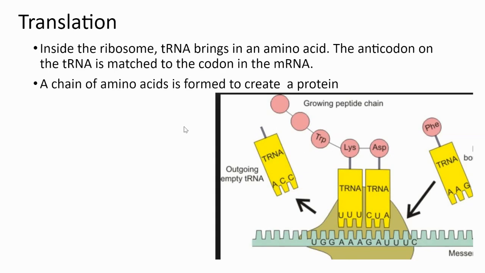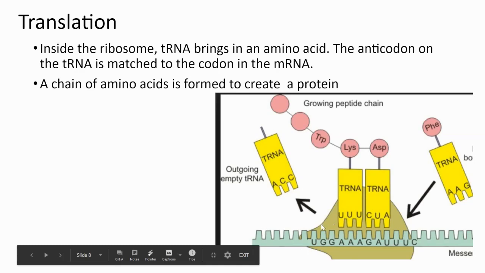Translation. The next major step is translation. This is where mRNA goes to the ribosome. So this green thing right here is a ribosome. mRNA brings the genetic message from DNA into here, and it's going to bind with tRNA. So remember, every three is a codon. This codon has to match with the anticodon in tRNA. So A goes with U, A goes with U, A goes with U, G goes with C, so on and so on. They have to match, and each one carries an amino acid.